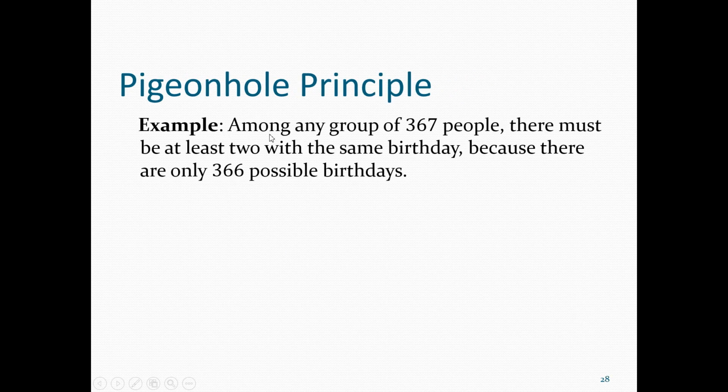Now the use of the pigeonhole principle. Let's understand this principle with the help of an example. Among any group of 367 people, there must be at least 2 with the same birthday, because there are only 366 possible different birthdays.